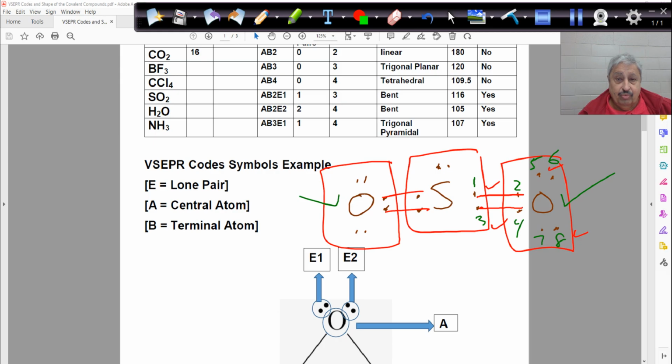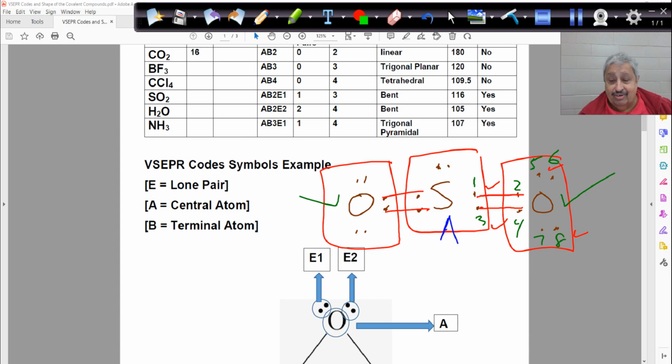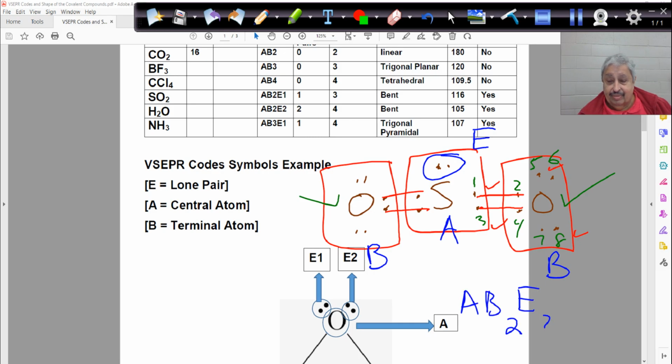So now, what will be the code of this? Somebody tell me without looking. I mean, I know you have the result in front of you. This is your A. This is your B. This is your B. This is not a B, it's a lone pair, E. So this is AB2E1.